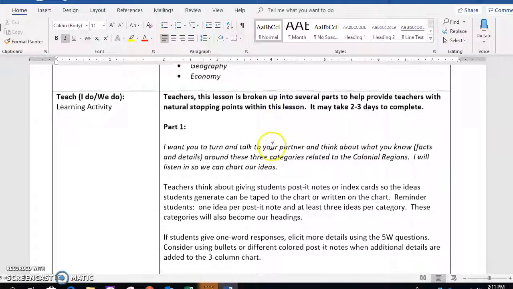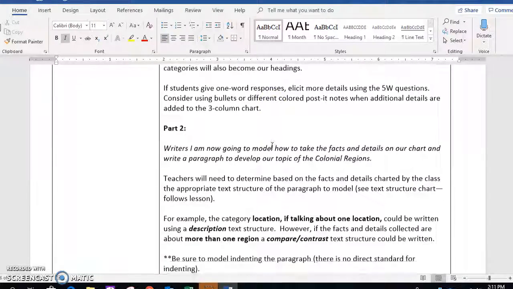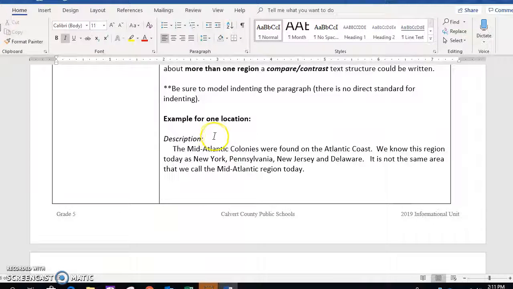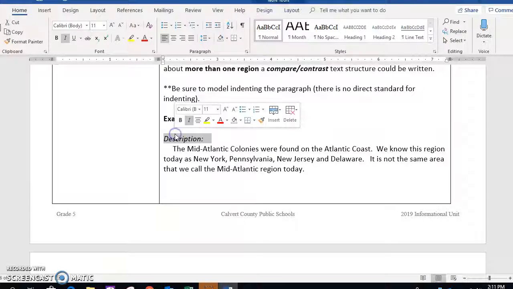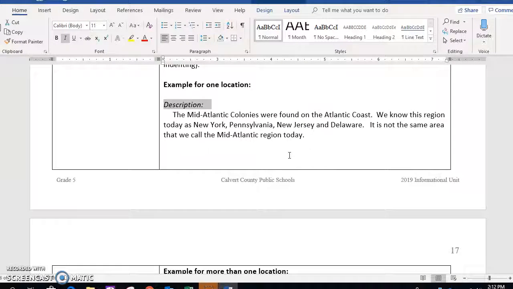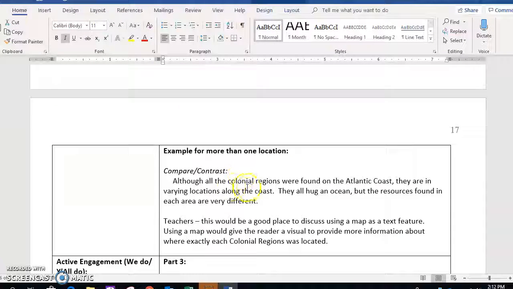What the teacher will model is based on one of the categories, and depending on what your students provide you with, you'll decide on a specific type of text structure, and you will model putting those facts and details into a short paragraph. So if they only give you one region, you'll just write one description. If they give you 2, you might do a compare-contrast type structure.